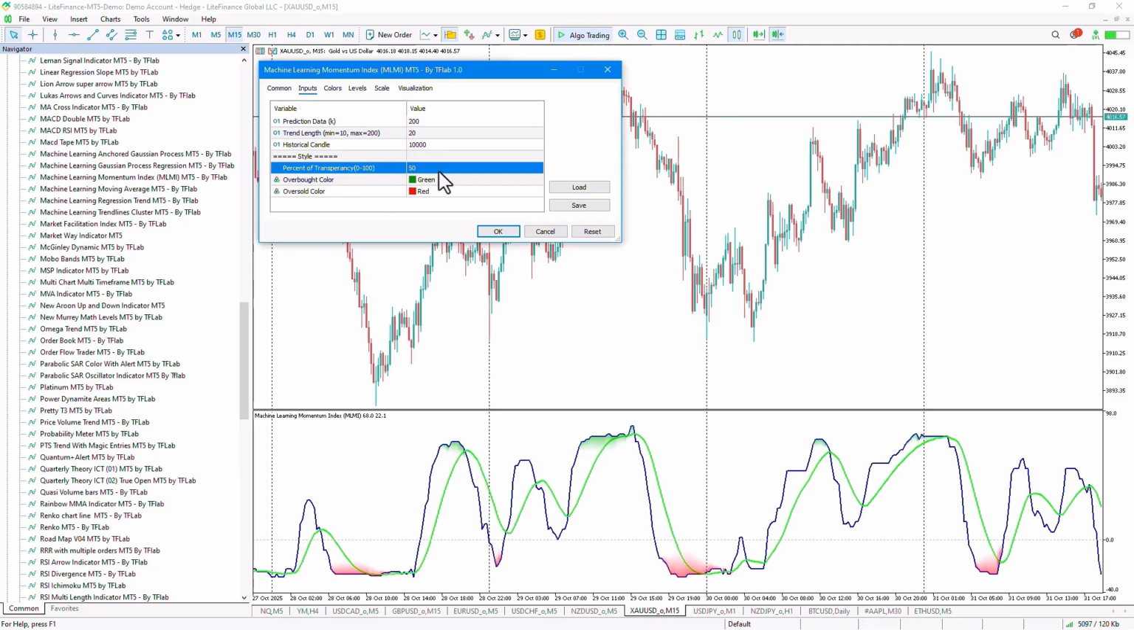The closer the value is to 0, the more transparent the displayed zones will be, and the closer it is to 100, the more vivid the displayed zones will appear. In the next parameter, we can also change the color of the overbought zones, and in the last parameter, we can set the color of the oversold zones to any color we like.